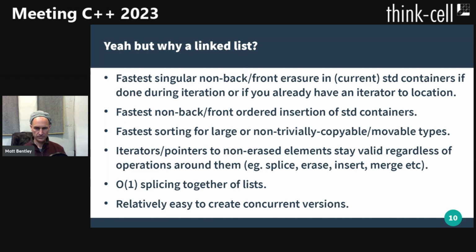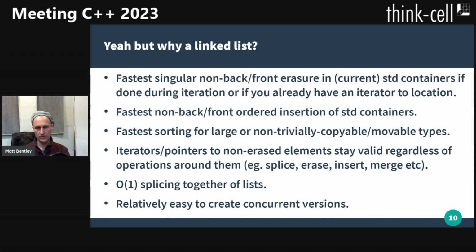The next point is something that people use std::list quite a lot for, including in open source projects like LibreOffice. Iterators and pointers to non-erased elements stay valid regardless of operations around them. For example, if other elements get spliced in, erased or inserted, or a merge happens, the iterators and pointers to the non-erased elements stay valid. That can be quite important if you've got multiple containers hosting different elements which point to each other, which is quite a common scenario in a game engine, but you probably wouldn't see std::list used in a game engine for performance reasons.